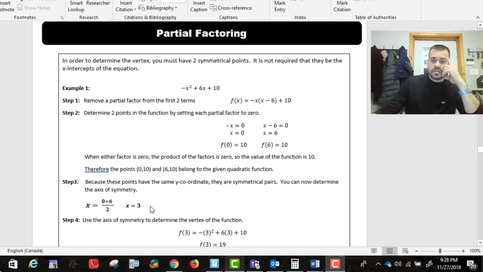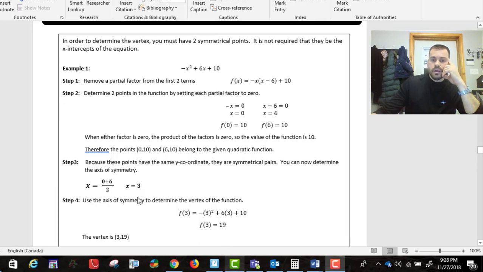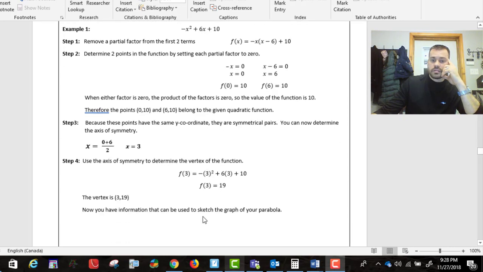And so we can find the axis of symmetry by taking the midpoint. So we go 0 plus 6 divided by 2, and that gives me 3. And that's the x value of my vertex, right? Because that's the axis of symmetry. And then I plug that 3 back into my equation. So minus 3 squared plus 6 times 3 plus 10, and it gives me 19. And that gives me the vertex. Okay. So that's the method of partial factoring.